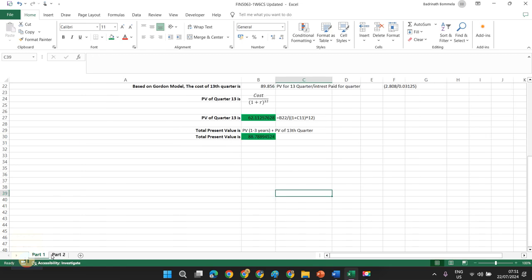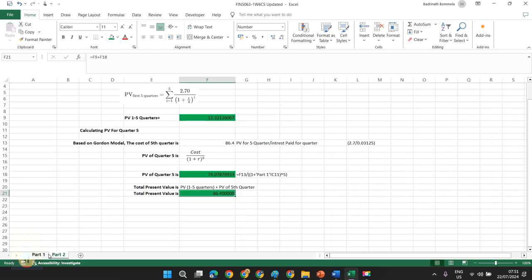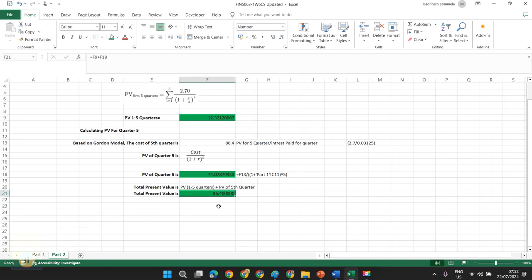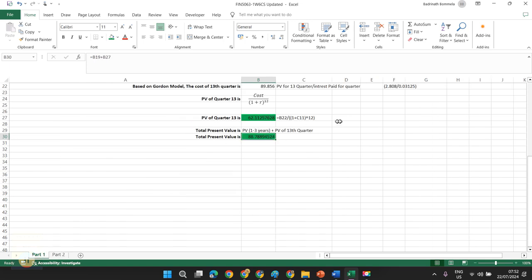Now, among these two strategies, which one is the best one? When we cross-check the first one, it is 88.78. When we cross-check the second one, it is 86.4. When we compare these two strategies, which one is giving the best value? The first strategy is giving the best value. So having some dividend value for more quarters is yielding a better present value.